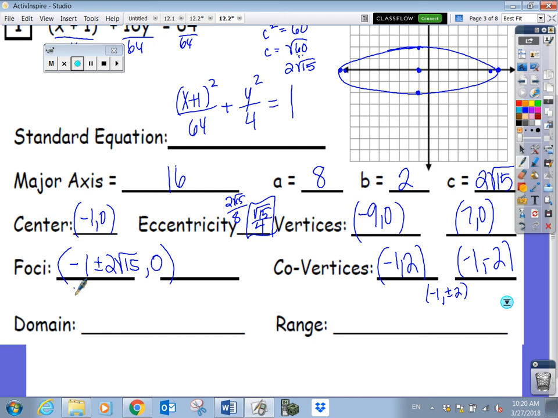All right, then we have the domain and the range. Domain are the x values. So the lowest x value up there on the graph is -9. The highest x value is 7. Range are the y values. The lowest y value is -2. The highest y value is +2. And those points are included in the domain and the range. Questions?